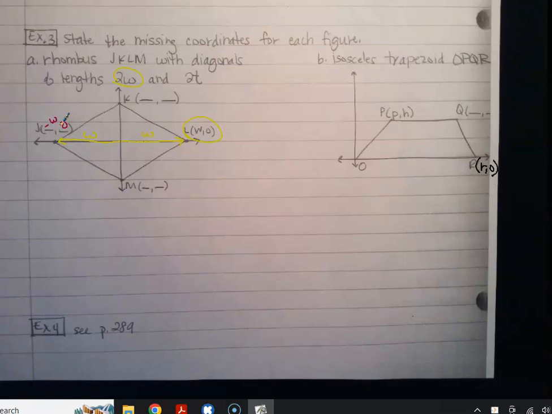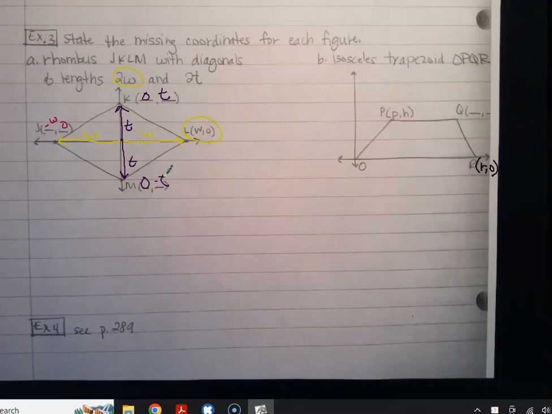Then would that mean the K's are T's? Yeah, if we look at it that way, since it's a rhombus and all the sides are equal, this is T distance and this is T distance. So this would be what? T, because my first number is always 0. 0, T, and 0, negative T. Perfect. Awesome.